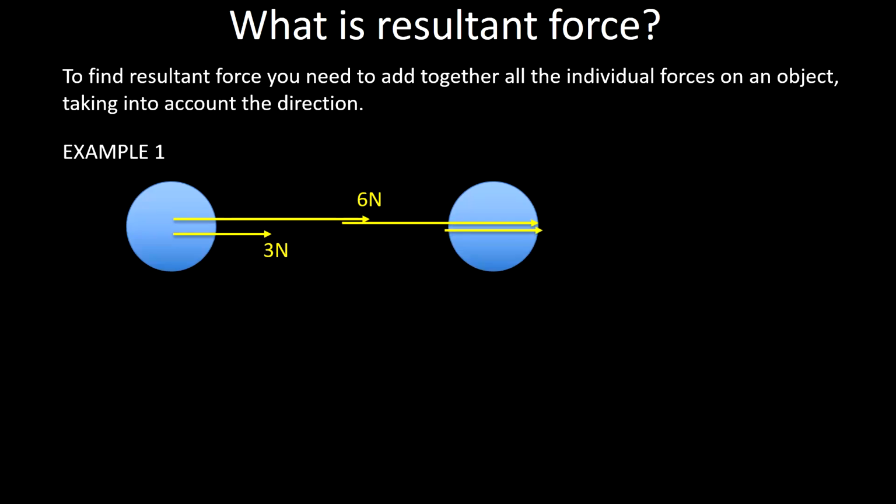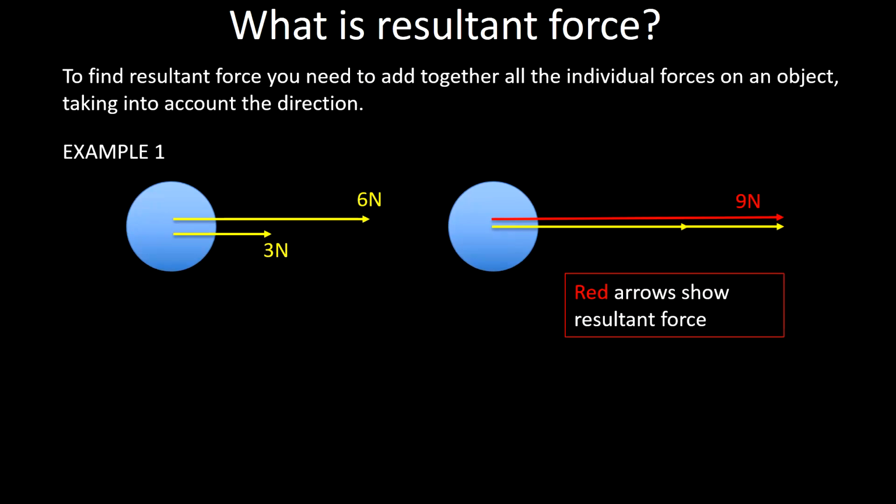right. And what you can do is put the arrows that represent the forces one after the other, remembering that a longer arrow means a larger force, and see how long the arrows are in total, going from the start of the first one to the end of the last one. And that makes sense here that it's 9 newtons. That should be fairly obvious.